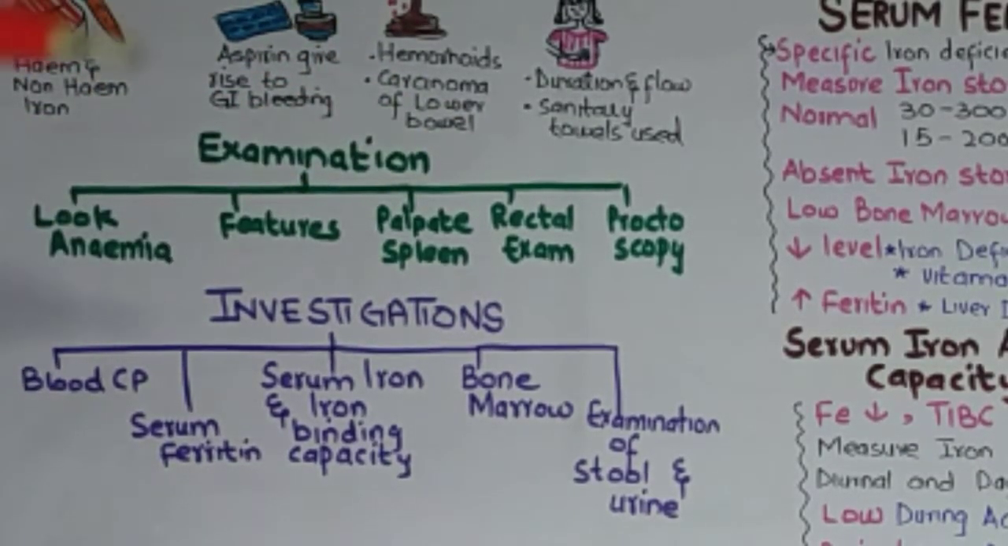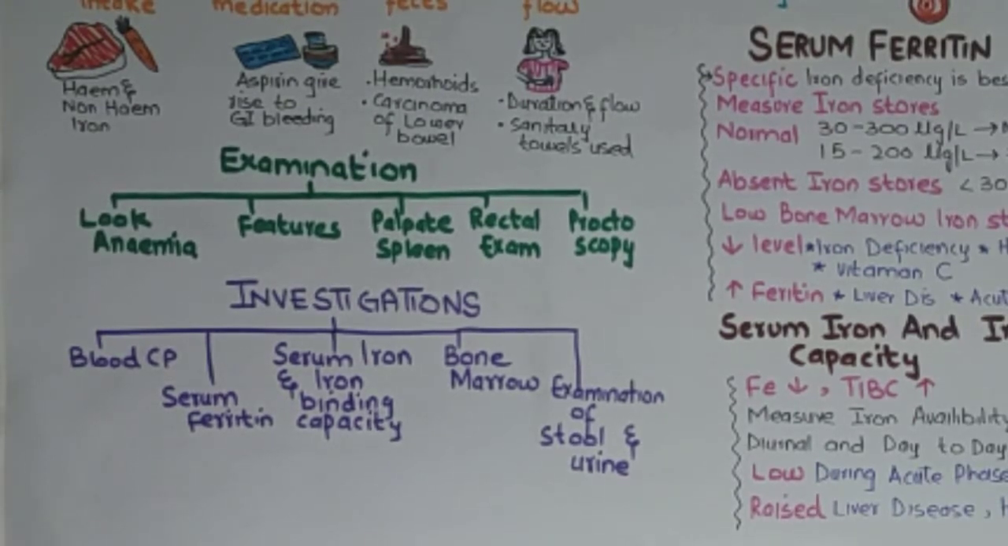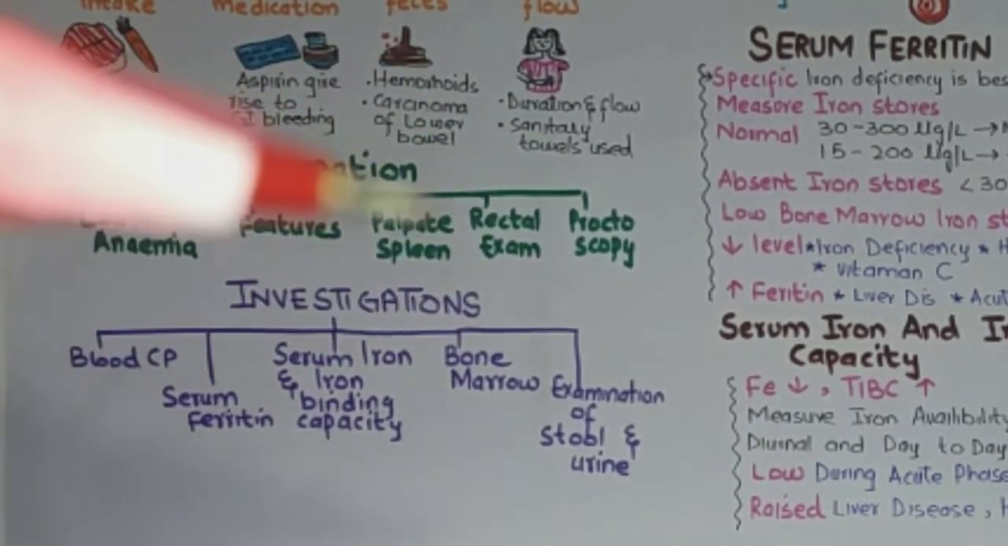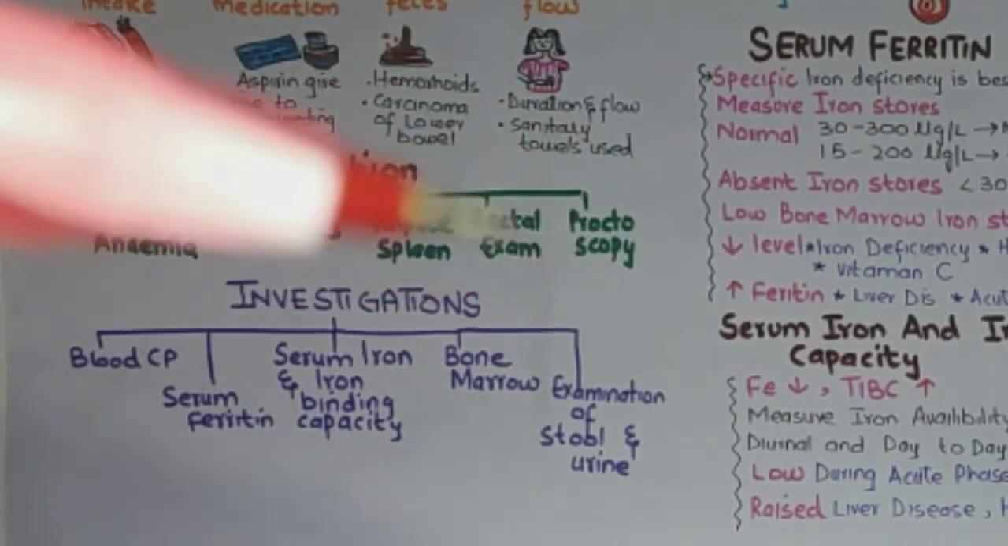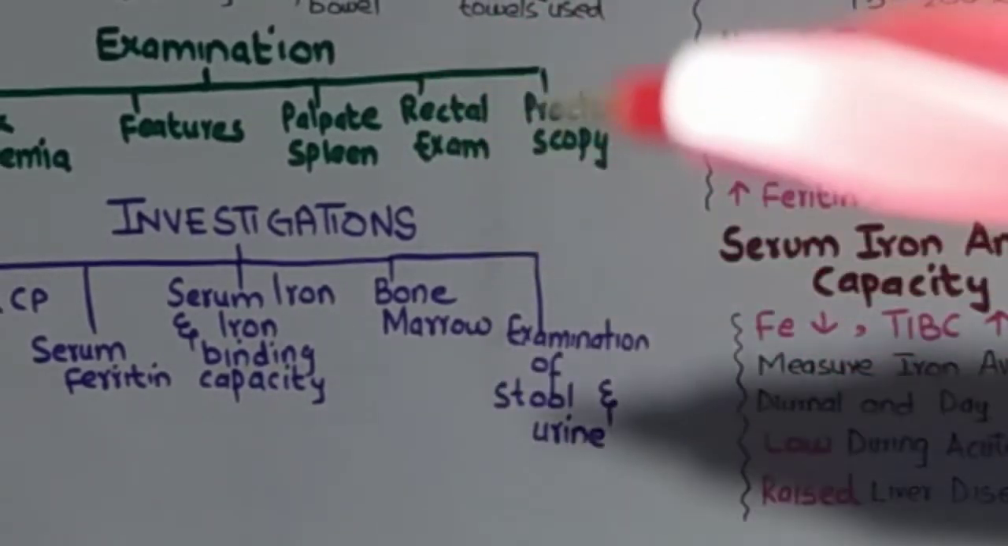Then in the examination, you will ask the patient questions about anemia, and you will also examine the patient: whether he has difficulty in focusing or not, his color is pale or not, he suffers from headache or not, while walking upstairs, shortness of breath or not. Then you will look at the nails, koilonychia present or not, nails are brittle or not, and the other features of anemia. Then you will palpate the spleen, enlargement of spleen or not, rectal examination of the patient, and proctoscopy. Proctoscopy is a technique in which we use a proctoscope to examine the anal canal and the rectum.